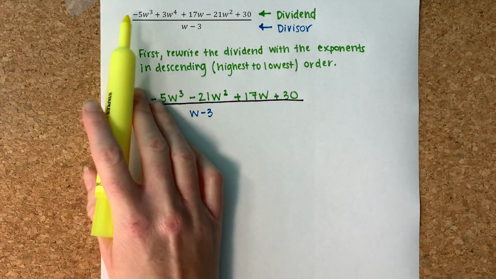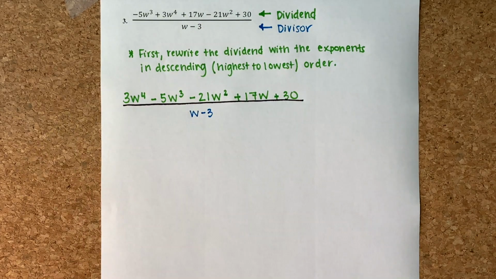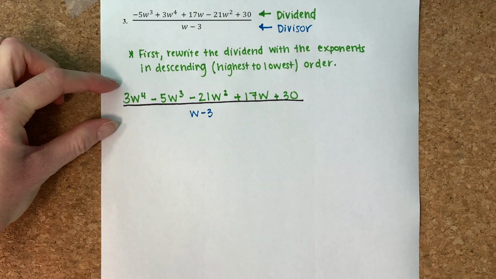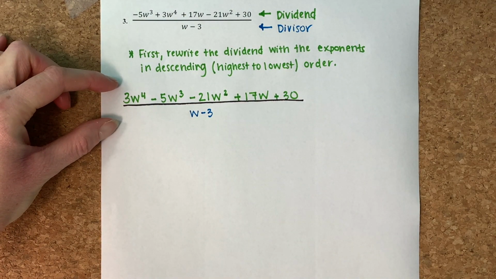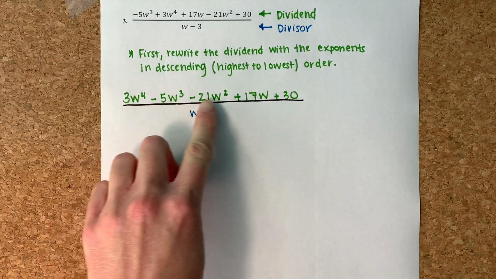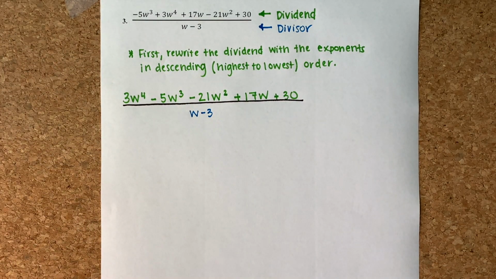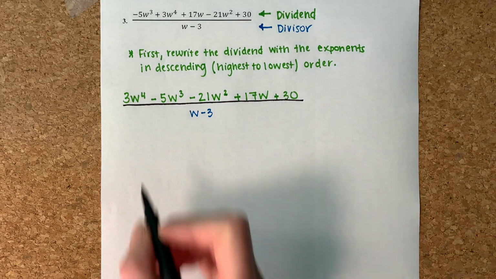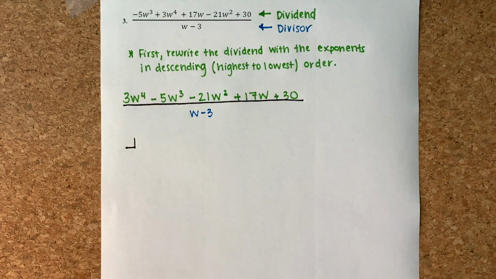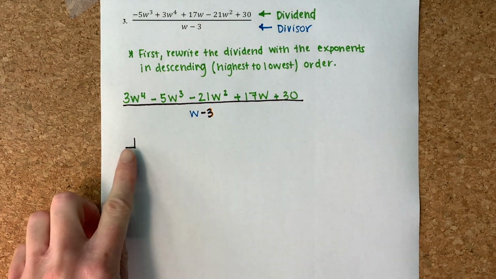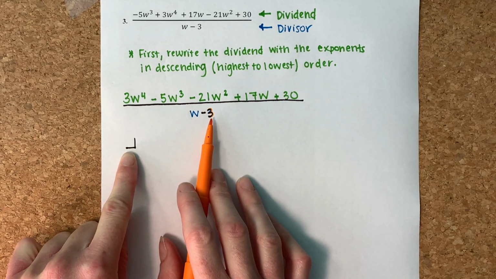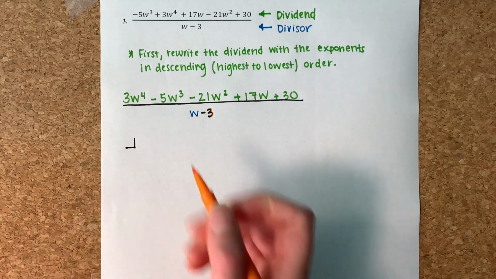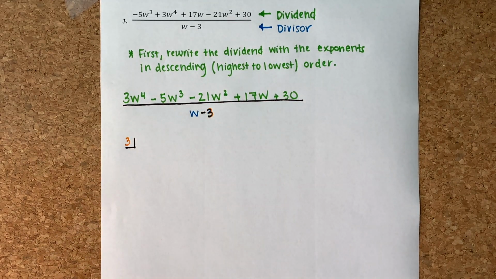Now we're going to ignore the original problem. Don't pay attention to it anymore. We're only going to focus on this rewritten problem that has the exponents in the dividend written in descending order. So now to set up synthetic division, we start by drawing this corner here. Then to figure out what number to put in this corner, we look at the constant in your divisor and take the opposite. So this is -3, so the opposite would be +3.